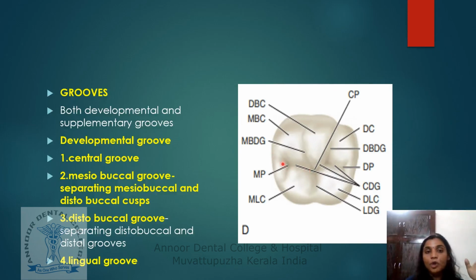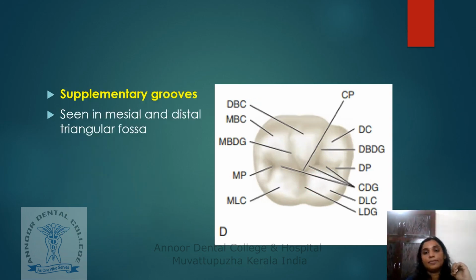Here also we could see both developmental and supplementary grooves. There is a central groove extending through the central part of the occlusal surface, and the mesiobuccal groove separating the mesiobuccal and distobuccal cusp. There's a distobuccal groove separating the distobuccal and distal cusps. Also, there is a lingual groove separating the mesiolingual and distolingual cusp. Supplementary grooves again seen in the mesial and distal triangular fossa.